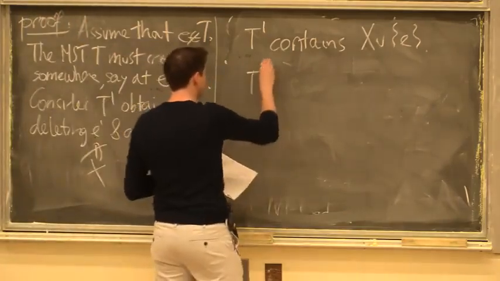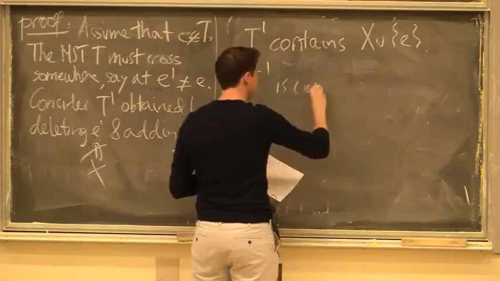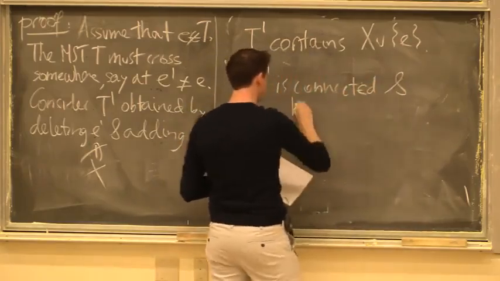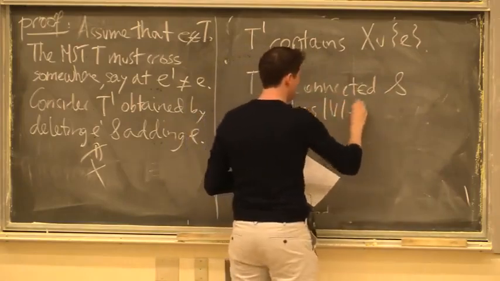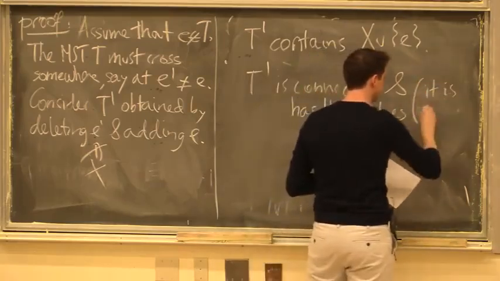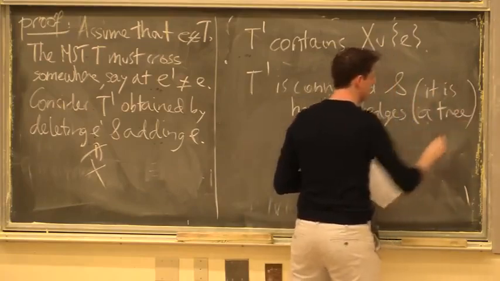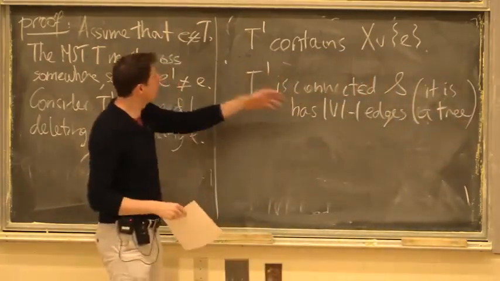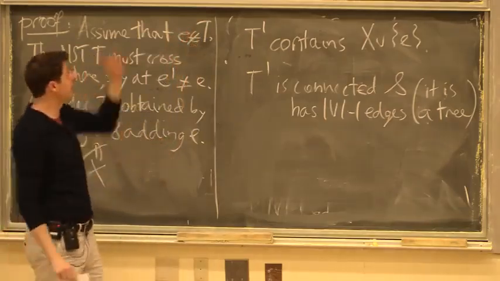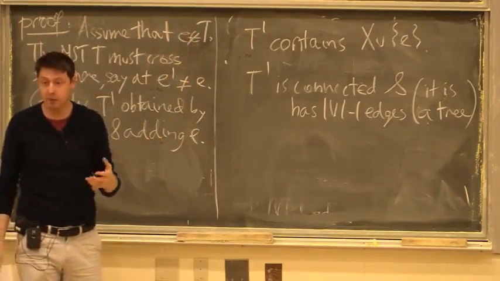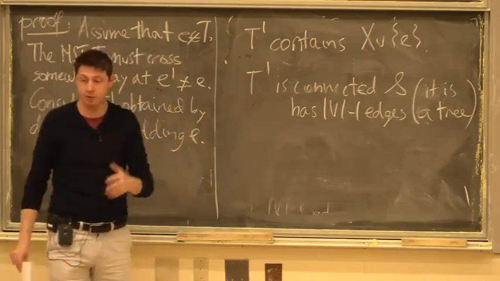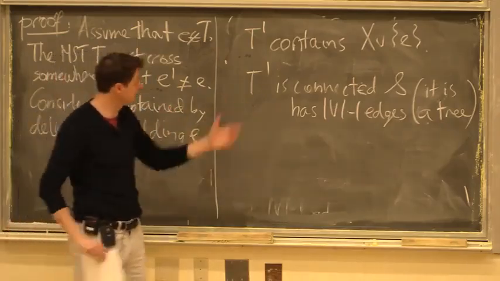Moreover, as before, T prime is connected and has V-1 edges. Namely, T is a tree. Right? Why is it connected? Because I created a cycle by adding E, then I broke the cycle by removing E prime, so it remains connected. I started with V-1 edges, I added one, removed one, I end up with V-1 edges, so it's a tree.